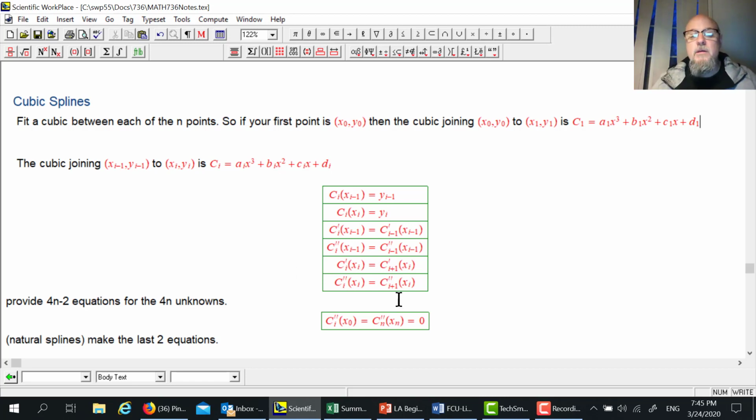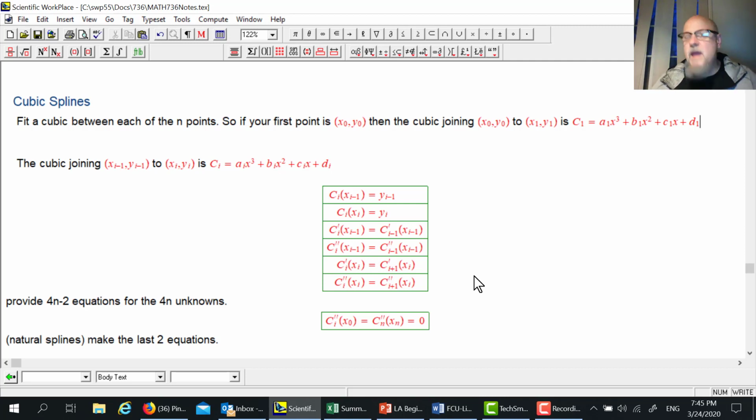If the second derivative and the first derivative match at each one of the points, and the y values match at the points, that'll give us so many equations, so many unknowns. We're going to be missing a couple of equations, because at the end points we don't have the last point and the first point to match slopes with, so we just say that the second derivative, the concavity, has to be 0 at the beginning point and at the end point, and that gives us all the equations we need to solve for all the unknowns.